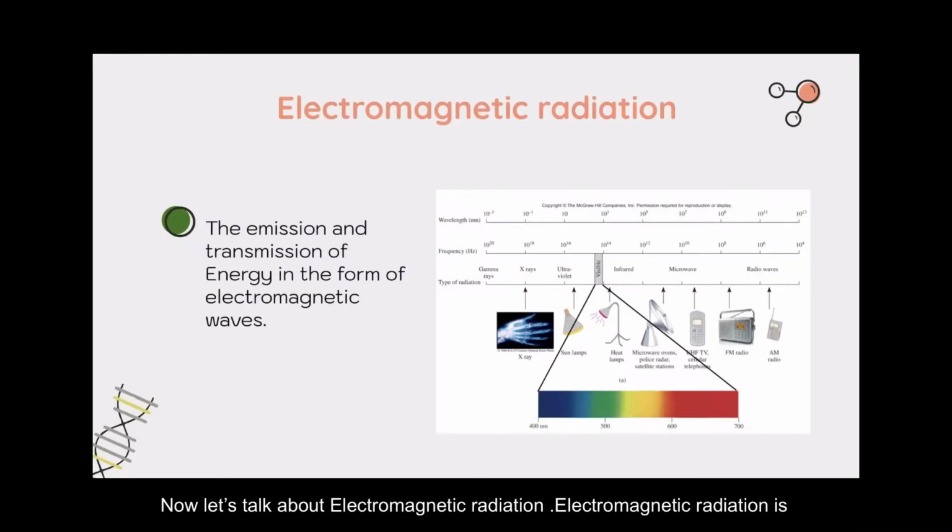Now let's talk about electromagnetic radiation. Electromagnetic radiation is the emission and transmission of energy in the form of electromagnetic waves. As we can see in the picture, there are many kinds of radiation, such as gamma or X-ray, but we can only see visible light.